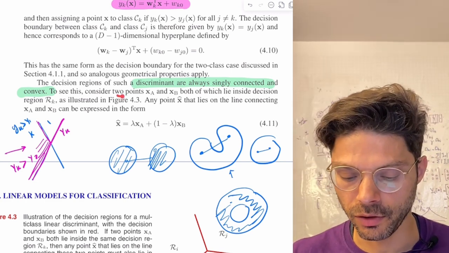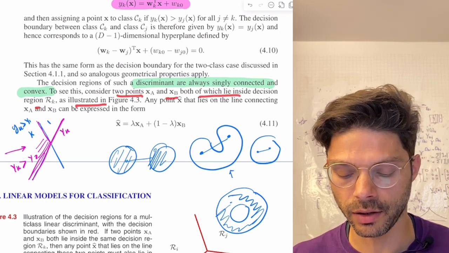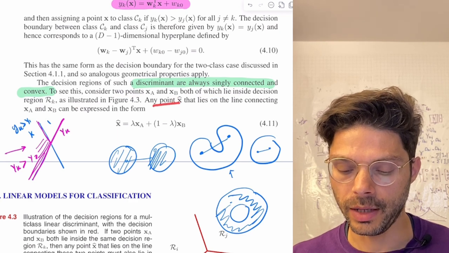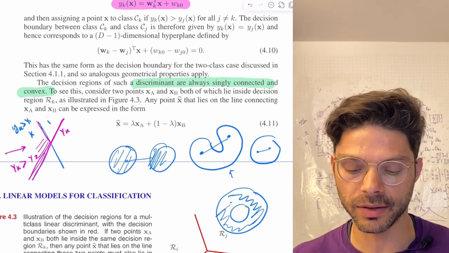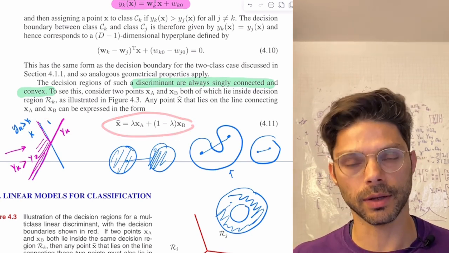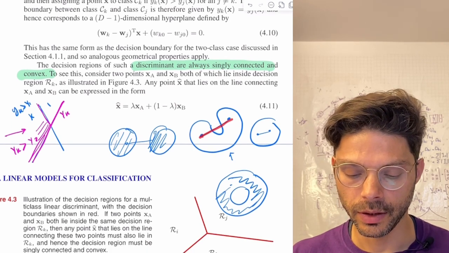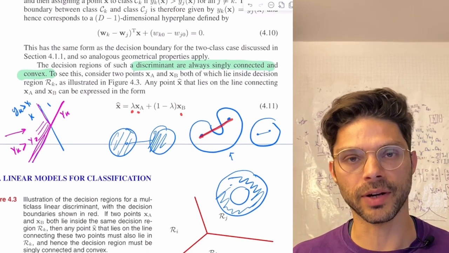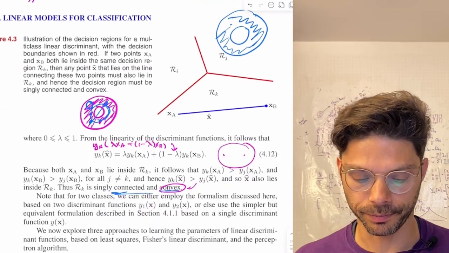So consider two points x_A and x_B, both of which lie inside the decision region R_k, as illustrated in figure 4.3. Any point x-hat that lies on the line intersecting x_A and x_B can be expressed in this form, right? That's how you express the points in between. So there's x_A, x_B, and some parameter lambda that takes you from one to the other, and you just vary this between 0 and 1.